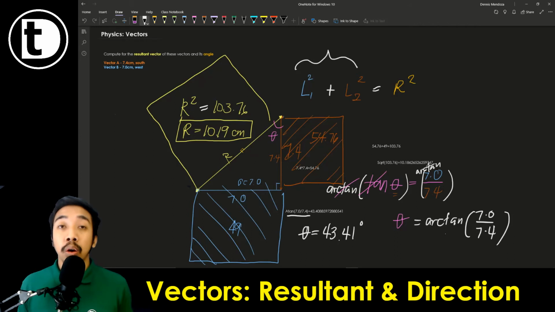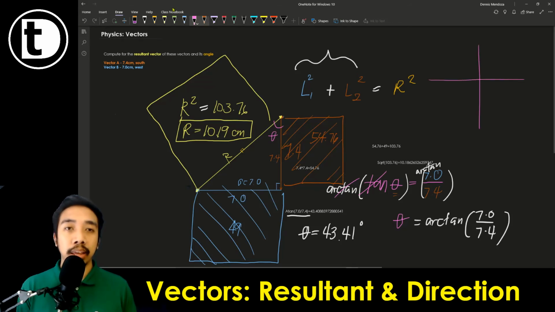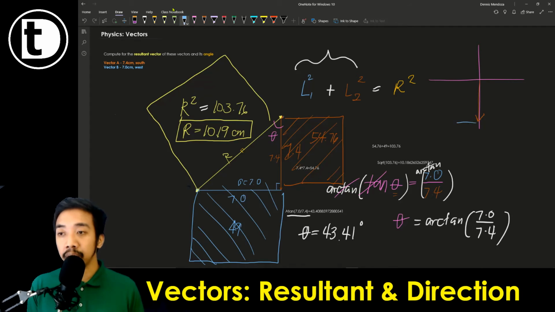Not yet, because we know the angle, right? But how are we going to analyze it for your direction? There are a lot of ways to write the direction of your resultant vector. For example, if we are going to plot it in our Cartesian plane, this is our vector A. And then our vector B is just here, so we can offset it somewhere here.